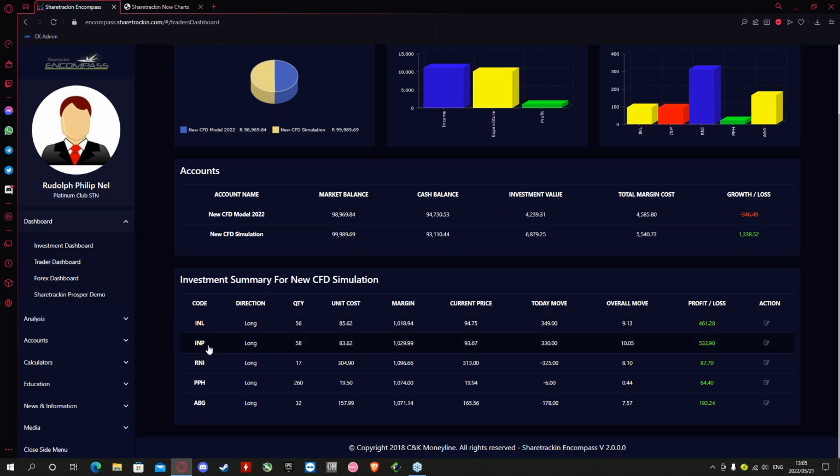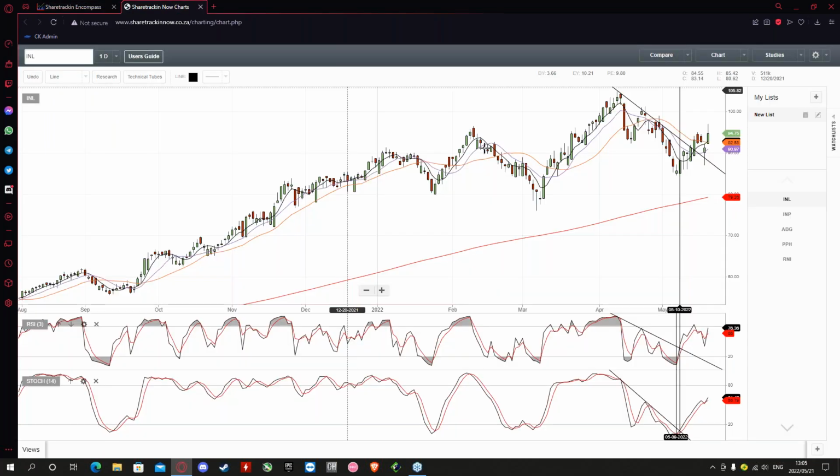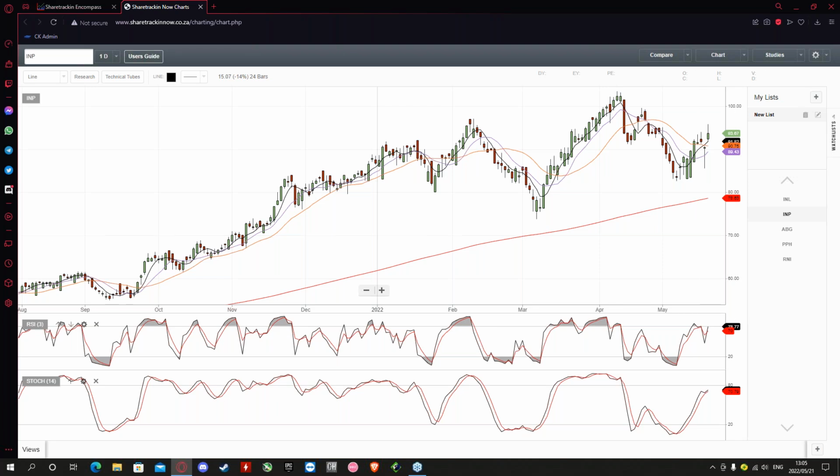And if we look at INP, that's Investec Limited, that's Investec PLC. Investec PLC grew by 100 Rand more than what INL did. So 532. Okay, so that one and that one, you'll see that the chart looks more or less the same. So on this one, we can do the same.